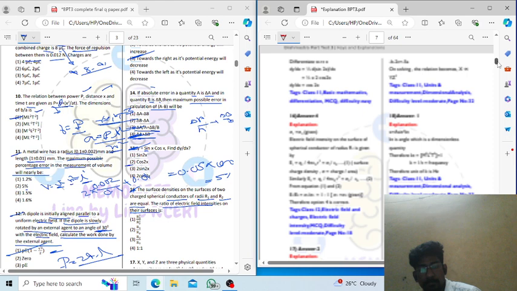So if you put this, you will get E1 equals sigma 1 by epsilon naught. You will get here E2 equals sigma 2 by epsilon naught. So if you take the ratio, it will become 1:1 only. So therefore option number 4 is the correct one. This is always the case. This will always be 1:1.